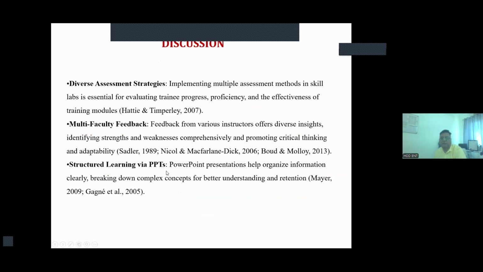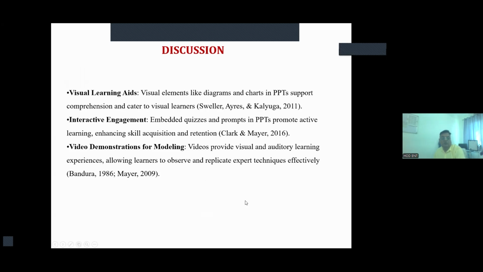Diverse assessment strategies, implementing multiple assessment methods in skill labs, is essential for evaluating trainee progression, proficiency, and effectiveness of training modules. Multifaceted feedback from various institutions and instructors offers diverse insights, identifying strengths and weaknesses comprehensively and promoting critical thinking and adaptability. Structured learning via the PPTs helps organize information clearly, breaking down complex concepts for better understanding and retention. Visual learning aids: visual elements like diagrams, charts, and PPT support comprehension and cater to visual learning, as stated by Sweller. Interactive engagement, embedded quizzes, and prompts in the PPTs promote active learning, enhancing skill acquisition and retention, by Clark and Mayer.